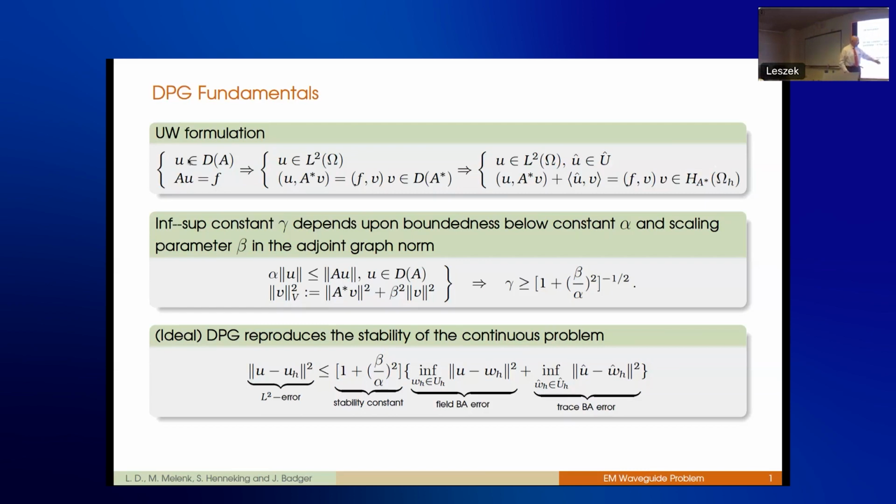And then you have the Babuska theorem. With that constant, the best approximation error involves also traces.